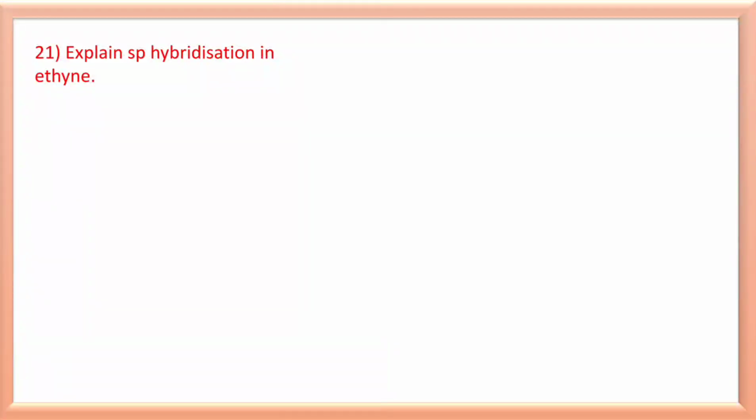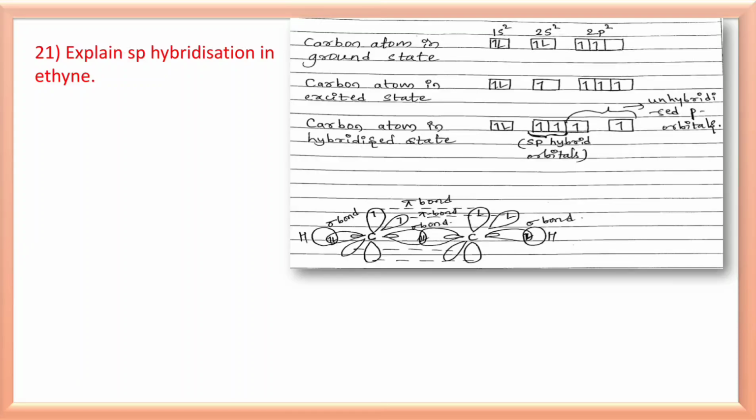Explain sp hybridization in ethyne. Very important, guys. Ethene and ethyne, again same. Sp means triple bond. So carbon atom in the ground state, carbon atom in the excited state, carbon atom in the hybridized state. In sp hybridization, sidewise overlapping gives pi bond, lateral or axial overlapping gives sigma bond. Already shown in the picture. Carefully observe, guys.